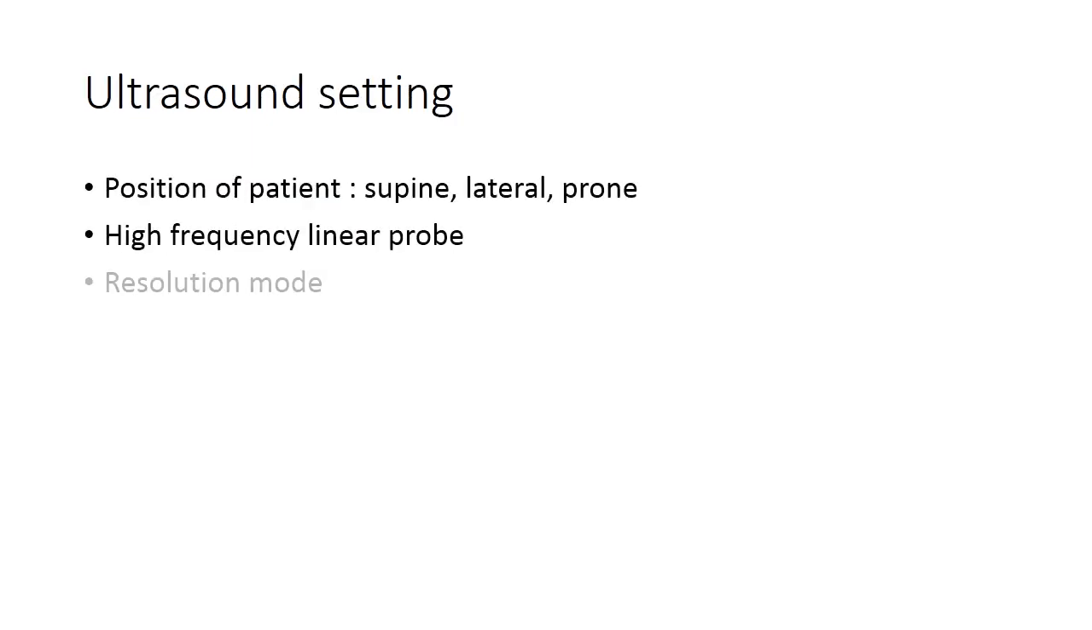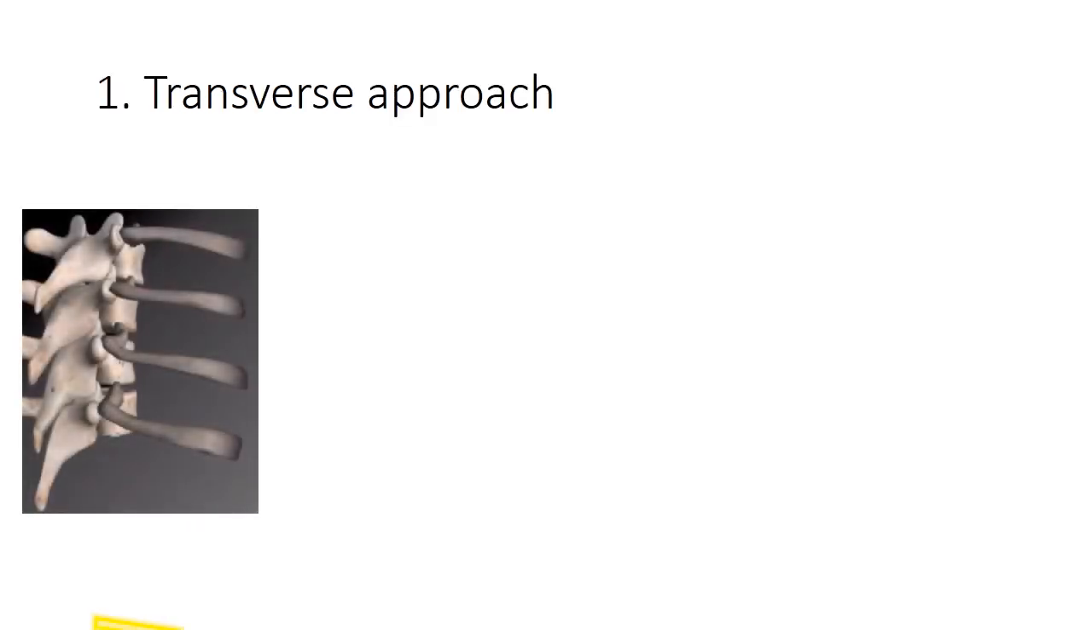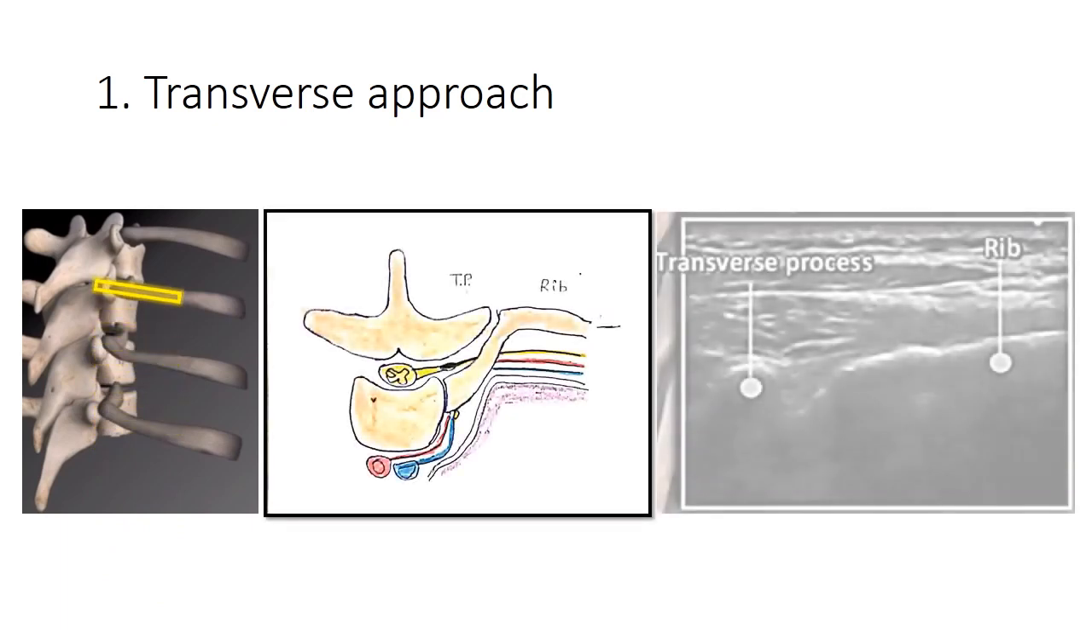Patient can be positioned supine, lateral or prone. Usual machine setting is high frequency linear probe in resolution mode, keeping depth 2 to 4 cm. Inline approach with dose 3 to 5 milliliters at each paravertebral space. USG probe is placed transversely over junction of transverse process and rib, just like in picture, to visualize bony structures.